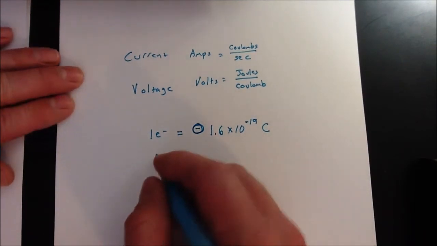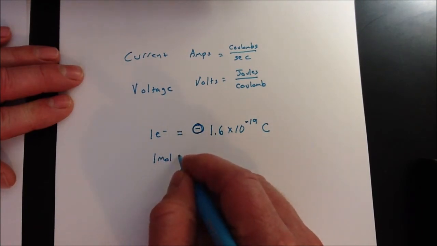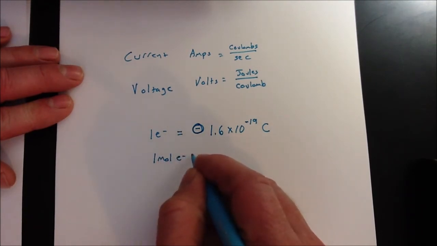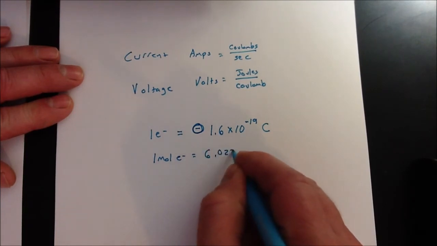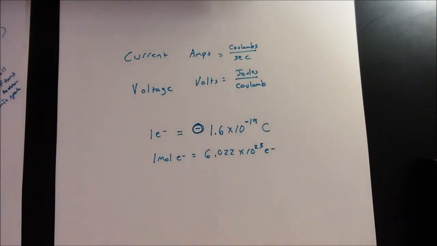The other thing that you need to be aware of is, just a reminder, 1 mole of whatever it is we're counting, and in this case it's going to be electrons, is 6.022 times 10 to the 23rd electrons. There will be some more advanced calculations that we'll get into later on where we're going to need to know some of those things in order to solve these.